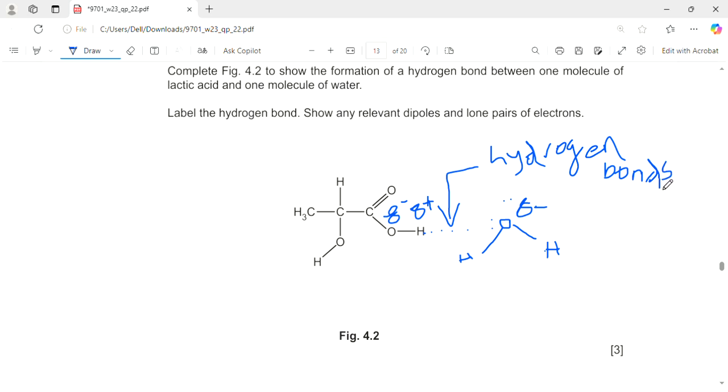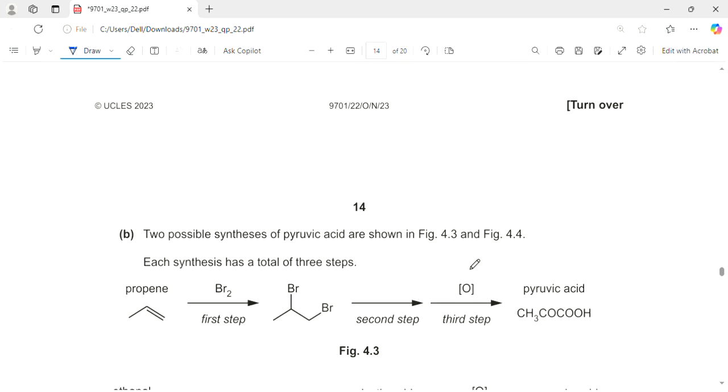Okay, students, now move to the next part of the question. So this we completed. So move to the next part. Part B is showing two possible syntheses of pyruvic acid, shown in figure 4.3 and figure 4.4.